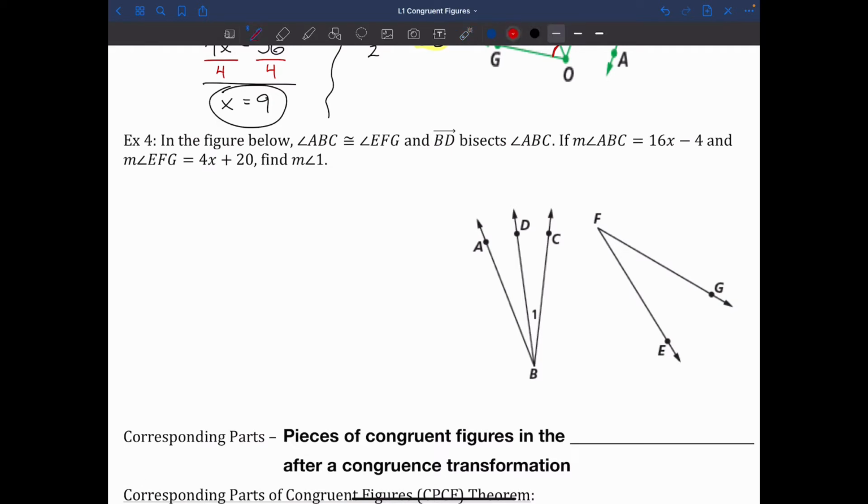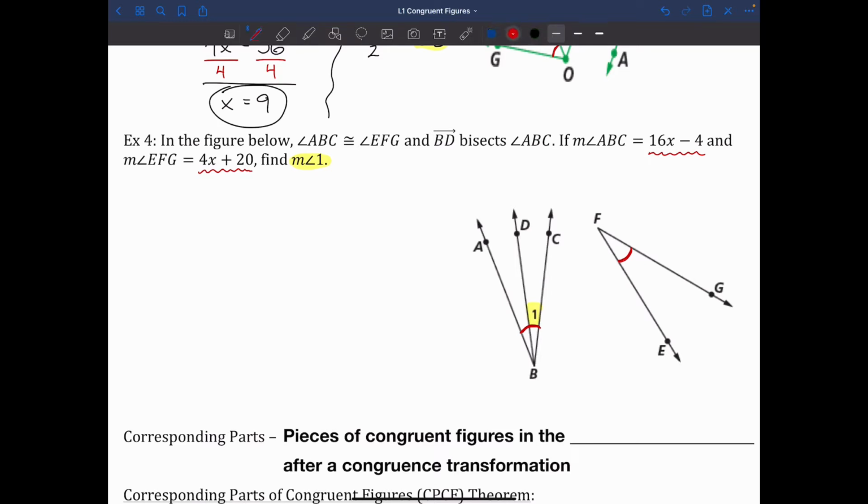In the figure below, we know that ABC is the same thing as EFG. So ABC, where I'm putting the red in, is the same as EFG with the other red. We know that BD is bisecting, so again, splitting that ABC in half. If the measure of ABC is 16x minus 4, and the measure of EFG is 4x plus 20, we want to find the measure of angle 1, which again is half of that red angle that's there.